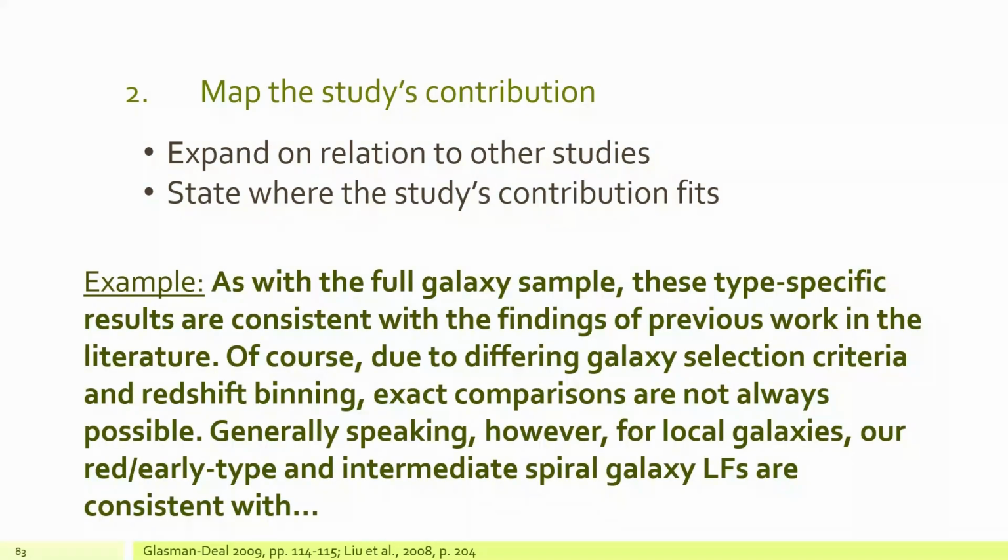For example, Liu et al. make a statement about where one of their categories of findings fits, which is in a spot consistent with previous authors. They say, as with the full galaxy sample, these type-specific results are consistent with the findings of previous work in the literature. Of course, due to differing galaxy selection criteria and redshift binning, exact comparisons are not always possible. Generally speaking, however, for local galaxies, our red/early type and intermediate spiral galaxy LFs are consistent with... Did you notice that their comparison is general, not exact? They go on to cite the specific studies this category is comparable to and how.